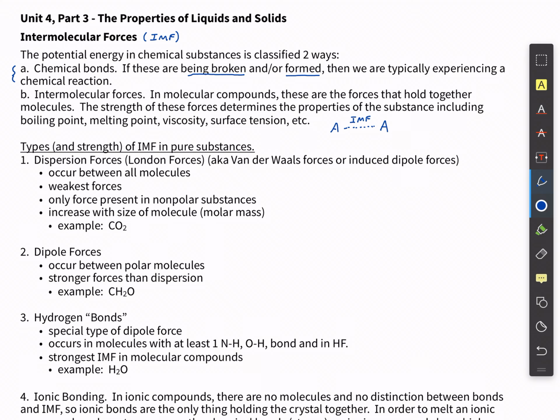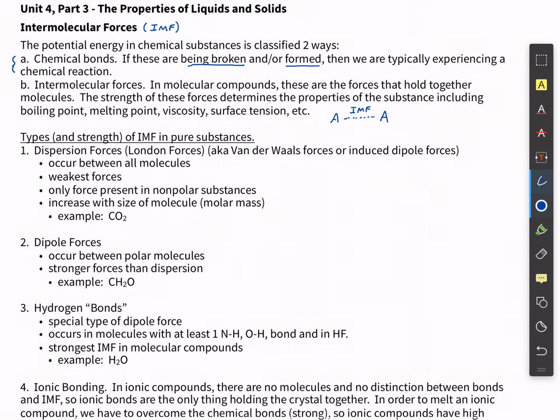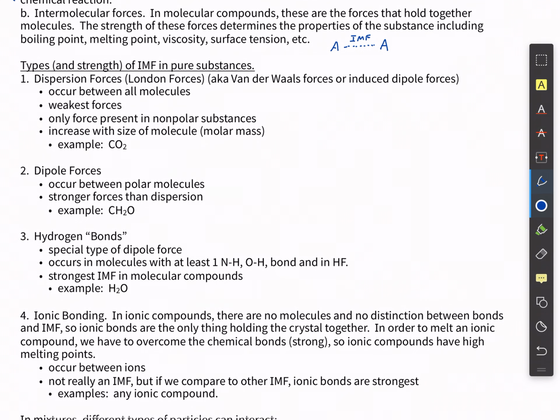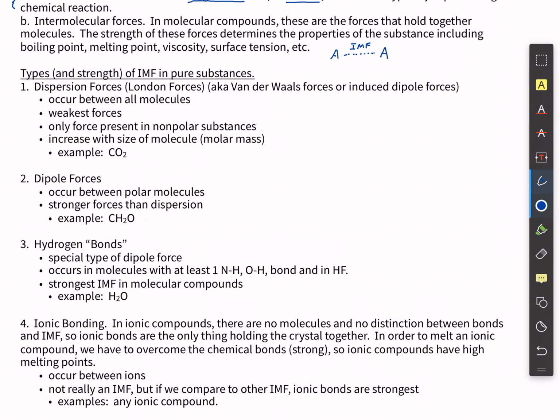So there are basically four main types of intermolecular forces that you'll see within pure substances. And then when you expand this out to mixtures, there are another 3 different types of intermolecular forces. So there are 7 different types total. Let's start with the first 4 that you'll see in pure substances. You can see any of the 7 in a mixture. You can see these first 4 in pure substances.